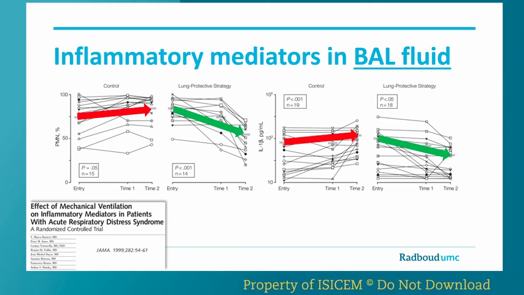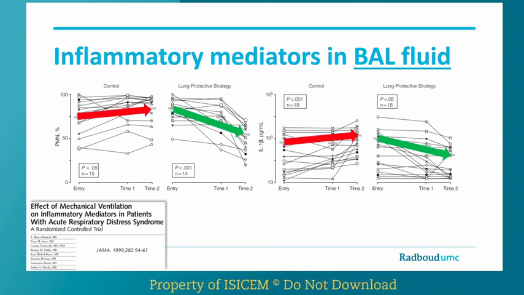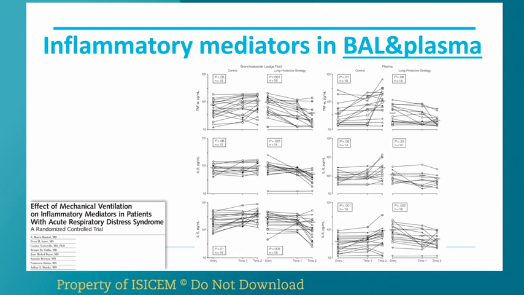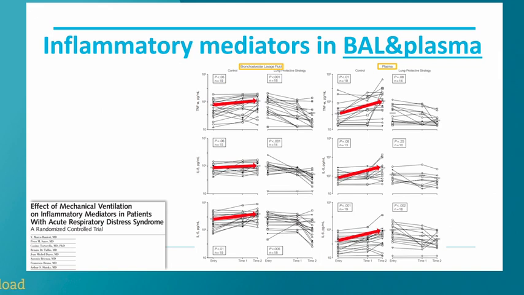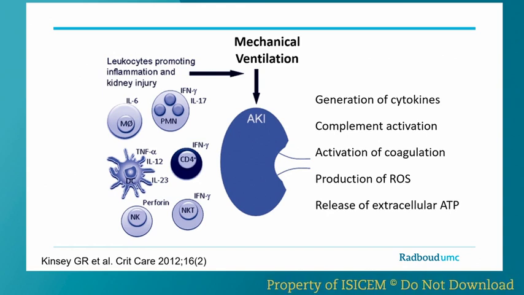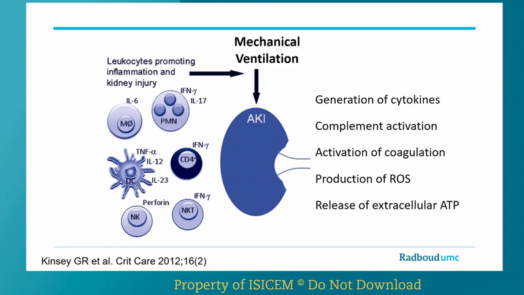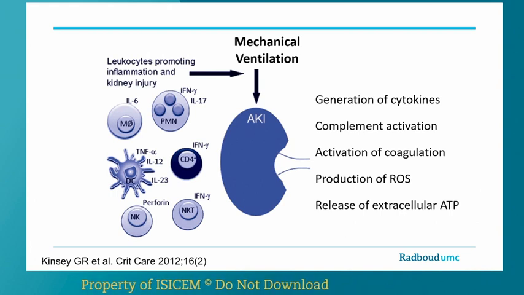So this is a translational effect. They did not only measure in BAL, but also in plasma, and again, more mediators of inflammation. This is the BAL fluid, and this is the plasma. You can see in the control group there was an increase of inflammatory mediators, while there was a significant decrease of these inflammatory mediators in the lung protective strategy treated group. And we now know that indeed mechanical ventilation is inducing inflammation, and it's not only cytokines, but all kinds of parts of inflammation, complement activation, etc., that are indeed induced, and they by themselves can also induce AKI.